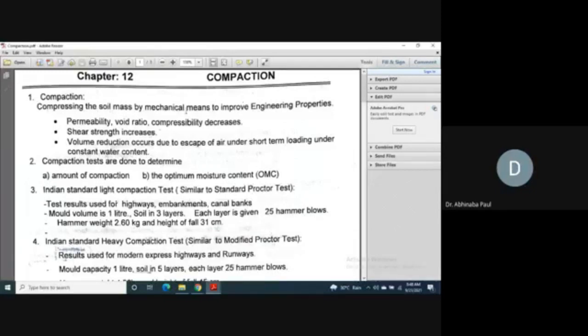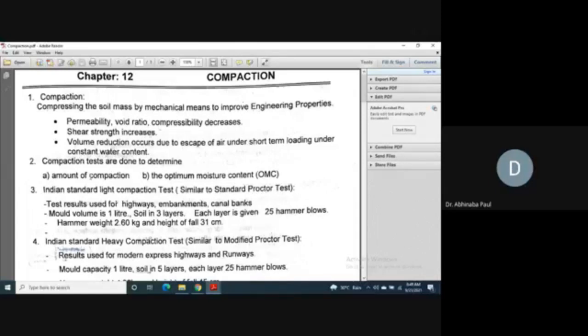So what is compaction? Compaction already we know. हम लोगों को पता है compaction क्या होता है. Compaction means it is to densify. Soil को हम कैसे densify करते हैं so that it can achieve increased shear strength, reduced compressibility, permeability and void ratio, and volume reduction also occurs due to the escape of air under short-term loading under constant water content. So this is the very basic thing of the compaction. Whenever it is asked, you can answer like that.